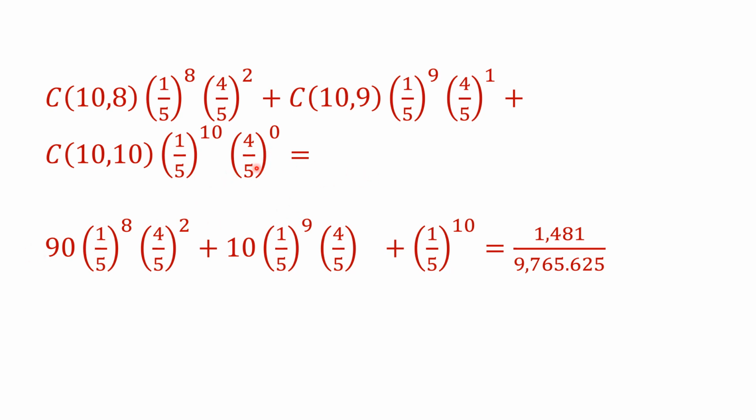Well, there are some 1s floating around here, like 4/5 to the 0th power. And so what we have is 90 times 1/5 to the 8th, 4/5 squared, plus 10 times 1/5 to the 9th, 4/5 to the 1st. We don't write the first power normally by convention, but it's not wrong if we do. Plus 1/5 to the 10th, and that 1/5 to the 10th is times a 1. This is a 1, and this is a 1. So that is 1,481 over 9,765,625.